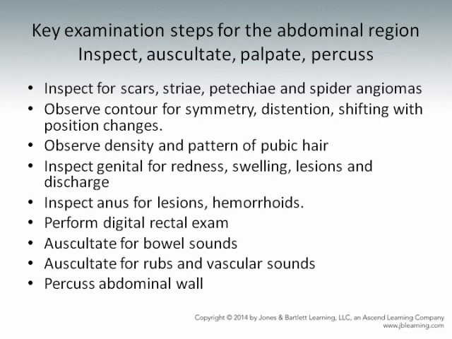So key examination steps for the abdominal region: you want to inspect, auscultate, percuss, and then palpate. Inspect for scars, striae, telangiectasias, spider angiomas. Observe the contour for symmetry and distension, and shifting with position changes. Observe the density and pattern of pubic hair. Inspect the genitals for redness, swelling, lesions, any discharge. Inspect the anal area for lesions, hemorrhoids, and fissures. Perform a digital rectal exam, auscultate for bowel sounds, auscultate for rubs and vascular sounds, and percuss the abdominal wall.